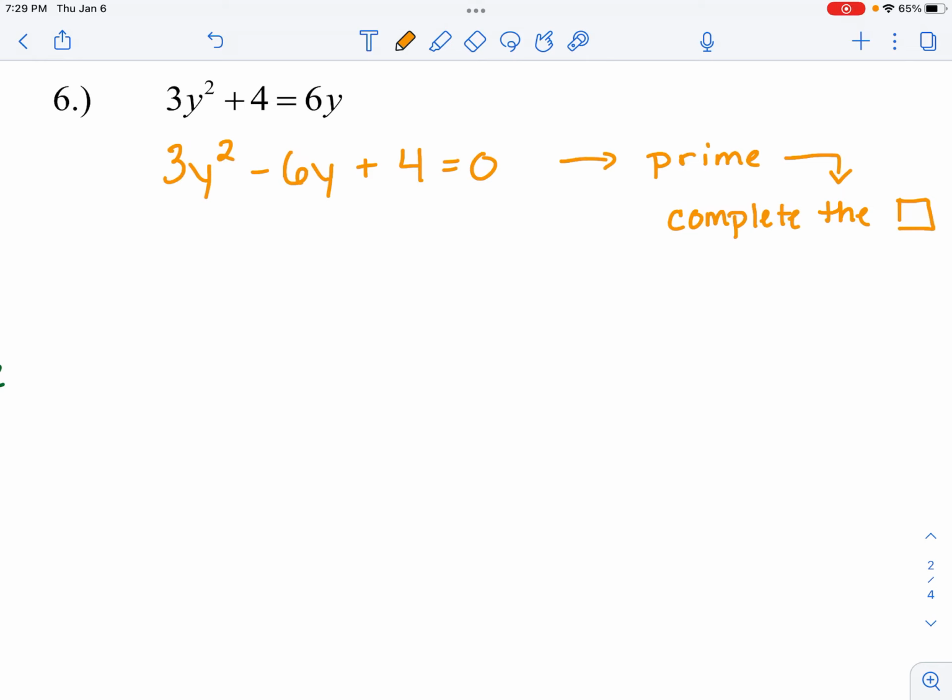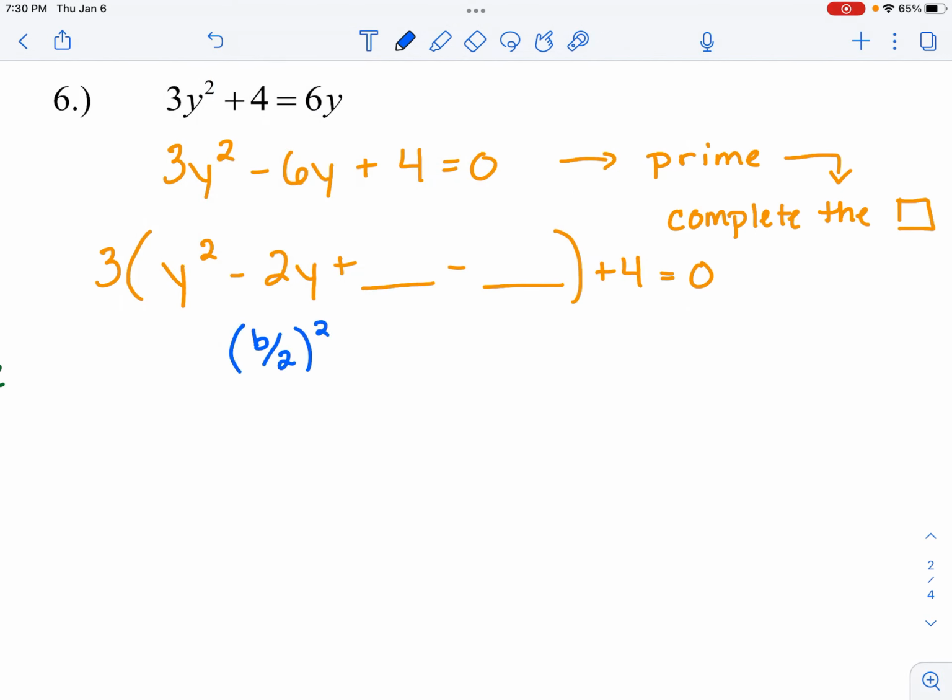All right, so we're going to factor out that 3. I'm going to make this 3 times y squared minus 2y. And I'm going to leave a spot to do my plus and minus. And I've got plus 4 equal to 0. Okay. And now I need to do my b over 2 magic. B over 2 squared. Oops, forgot the equal sign. Silly goose. Negative 2 over 2 squared is negative 1 squared, which is positive 1. So I'm going to put a 1 and a 1.